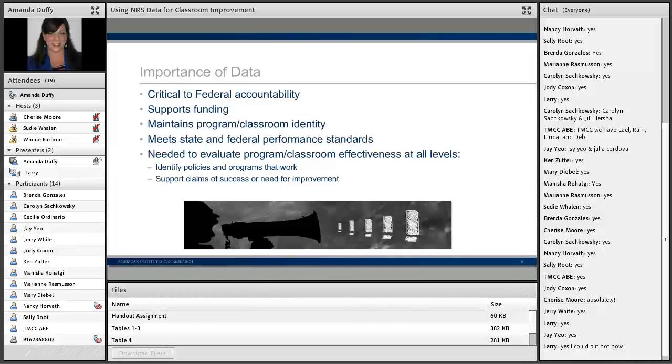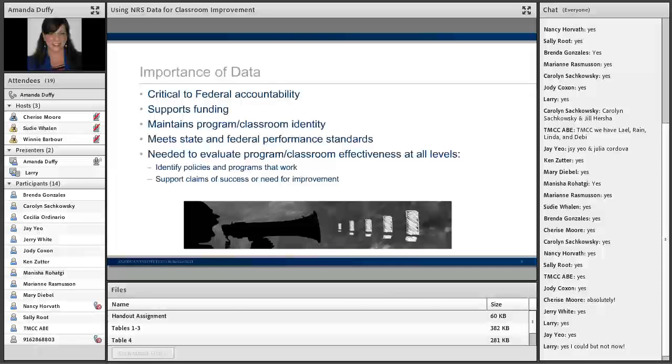And so all of this data supports funding at all the different levels, and it also helps to maintain unique program identities. The data collected all serve a purpose, and it allows programs to demonstrate that they've met state and federal performance standards. In our data-driven world, and I'm of course thinking of WIOA as it relates to all of us, states increasingly need to evaluate program effectiveness at all levels. So this means that states must use data in order to identify policies and programs that work.